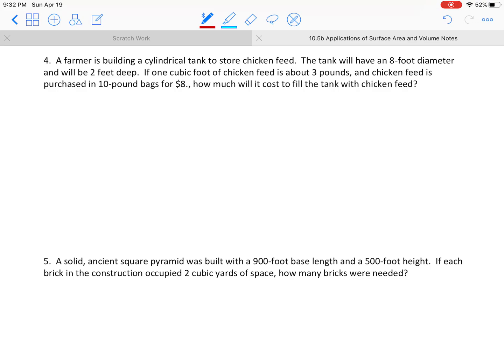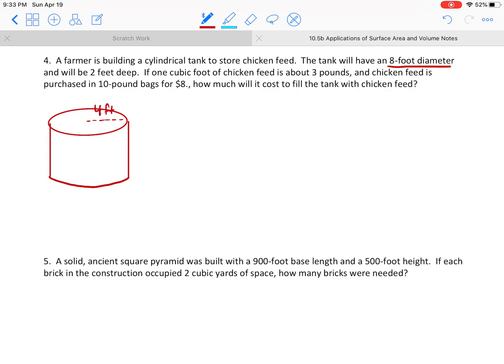Okay, so here's another fun one. A farmer's building a cylindrical tank to store chicken feed. The cylinder is sort of like a Coke can shape there. The tank is going to have an 8-foot diameter and it's going to be 2 feet deep. So to draw a cylinder, we are going to draw sort of like an oval, and then let's make the sides come down, and then make the bottom kind of curve, so it's going to look something like this.